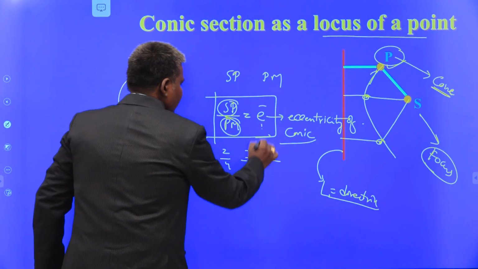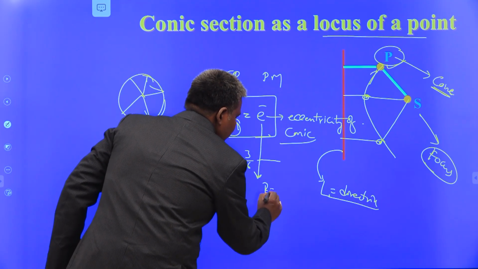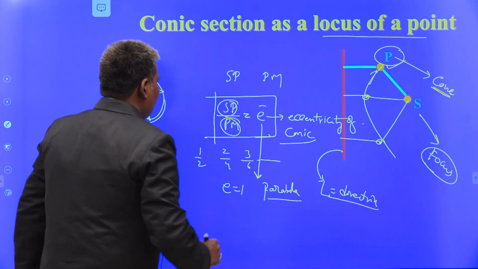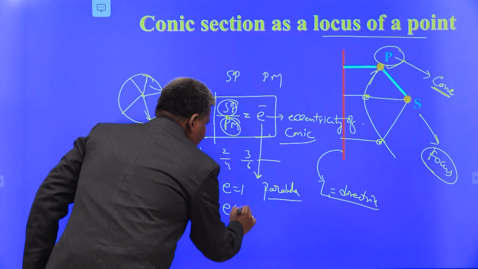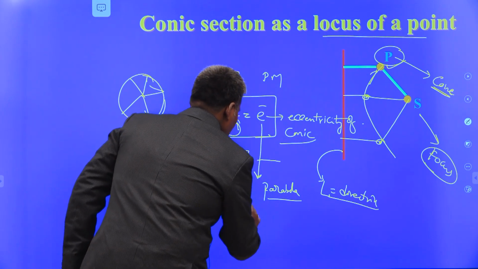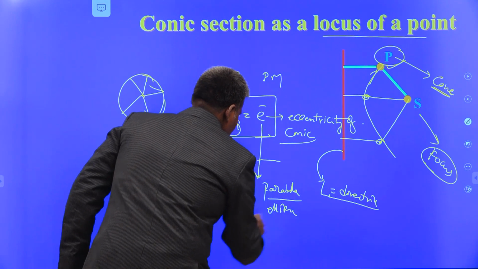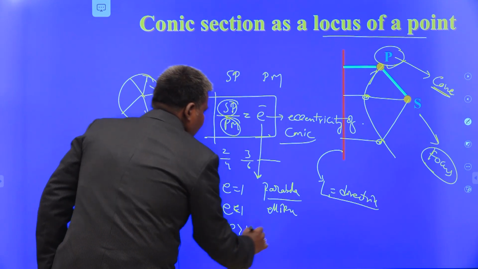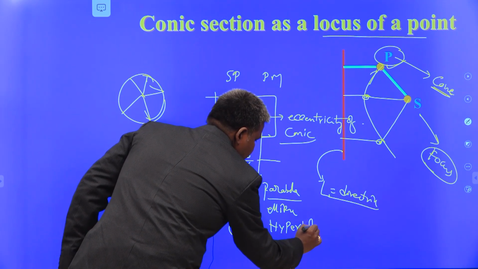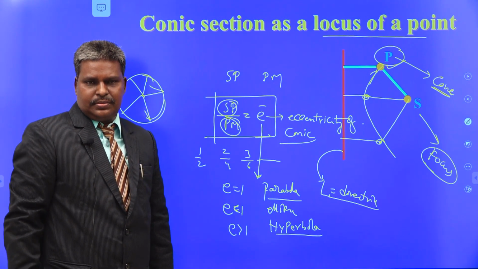If your ratio E is equal to 1, we say that the conic is called a parabola. If E is less than 1, your conic is called an ellipse. If E is greater than 1, your conic is called a hyperbola. In this manner, we define the conic section.